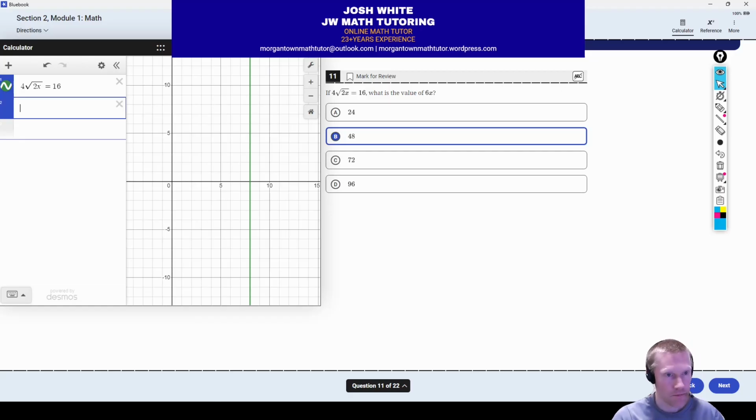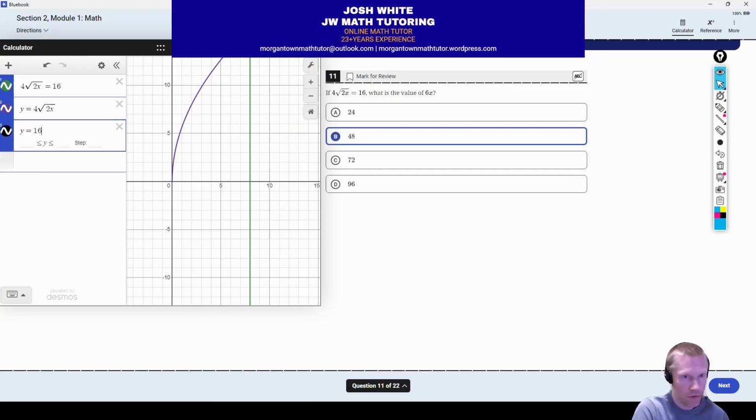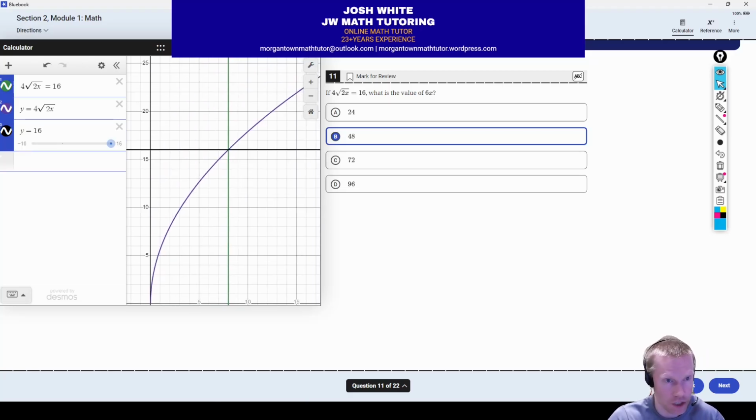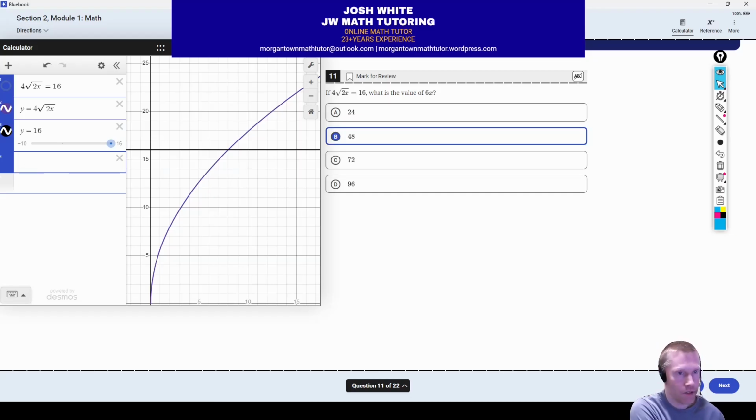You can either graph y equals the left side. This is an alternate way to solve equations, by the way. You graph y equals left side, you graph y equals right side, and then you look for the intersection. So let me turn this off. Now it lets me click on the intersection, and now I know for a fact x is 8. Okay, so that's one way to do it. And then if you know x is 8, well, it's just 6 times that.